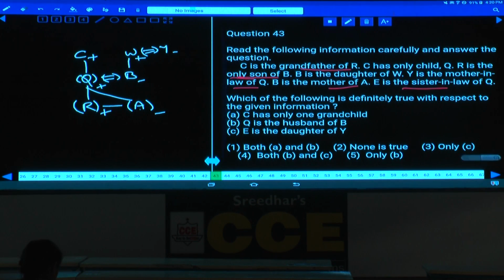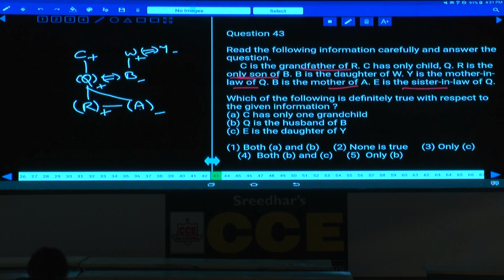And E is the sister-in-law of Q. What do you mean by this one? Sister-in-law means there are two definitions to this sister-in-law. One is spouse's sister and the other is brother's wife. That means Q's brother's wife is E, or Q's wife's sister. Wife's sister is E, out of which Q is the only child of C, that is clearly given.